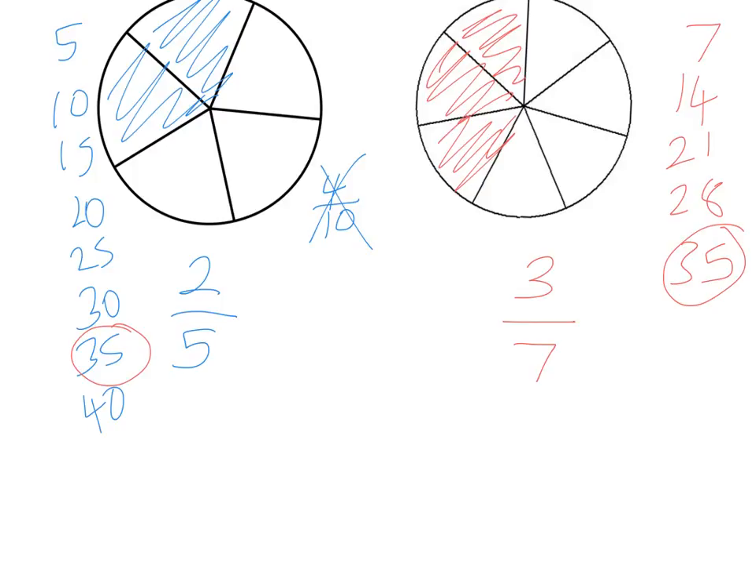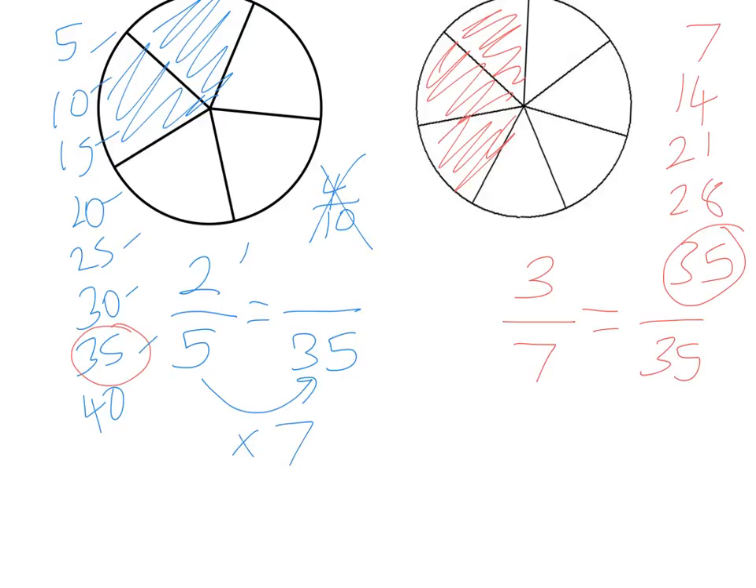So I need to make the denominators 35. That's my aim, to make both denominators 35. To make 5 into 35, I can just count 1, 2, 3, 4, 5, 6, 7, multiplied by 7. Remember I need to multiply the numerator also by 7, giving me 14. Likewise here, this is multiplied by 5, multiply the numerator by 5, and you've got 15.